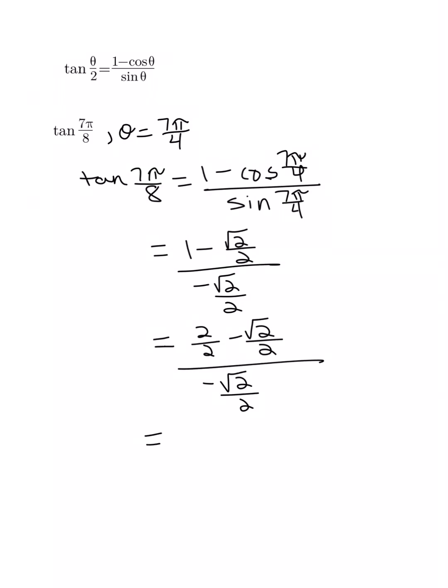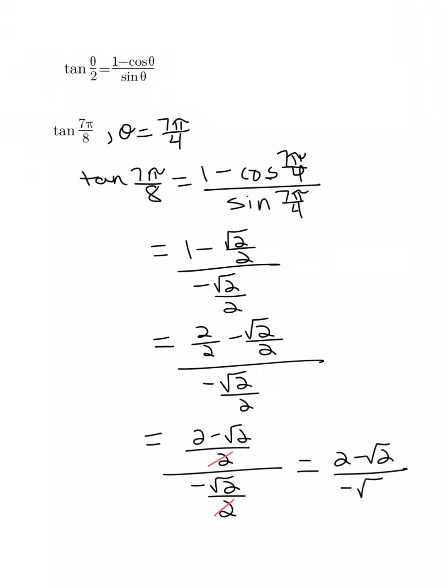Rewrite your numerator as one fraction, so we will have 2 minus the square root of 2 over 2, over negative square root of 2 over 2. We have a complex fraction with common denominators, so we're going to cancel those denominators altogether. And our final answer for this version of the formula will be 2 minus the square root of 2 over negative square root of 2.